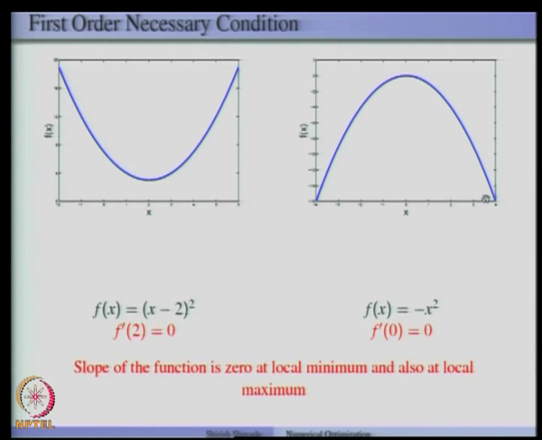So, the slope of the function is 0 at a local minimum as well as at a local maximum. So, looking at the slope really does not tell us much about the minimum or maximum of a function at that point.